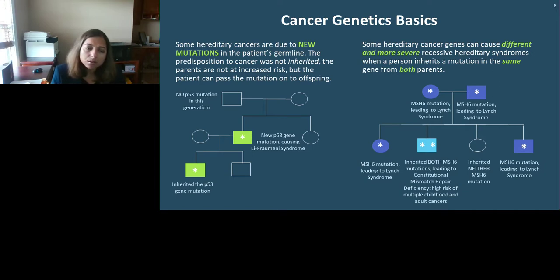And the other little caveat to recognize is that patients can have an autosomal dominant condition. Again, Lynch syndrome would be an example of that. But if they had both alleles, biallelic mutations of that gene, then they can have a marked increase in the risk of cancer, such as in constitutional mismatch repair deficiency. In this example on the right-hand side, showing two MSH6 mutations leading to Lynch syndrome in the parents, the child has a quarter chance of having biallelic carrier status with increased risk of childhood and adult cancers.